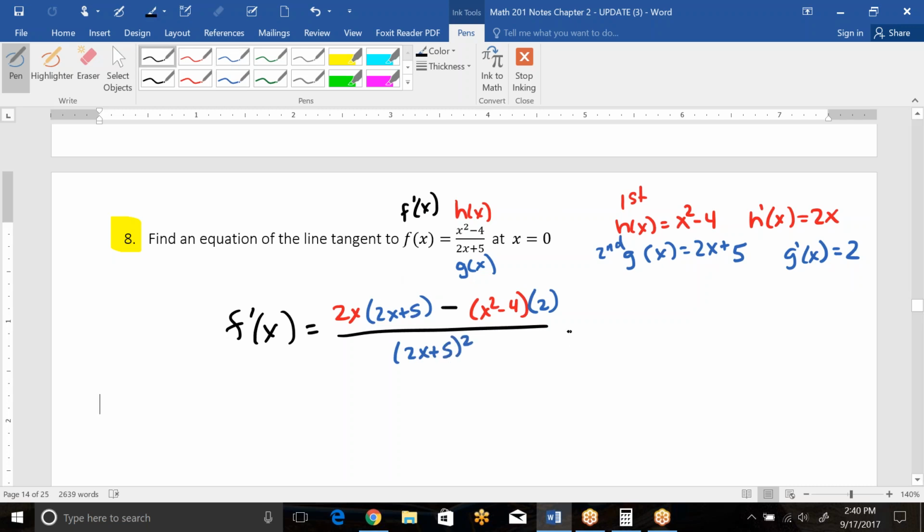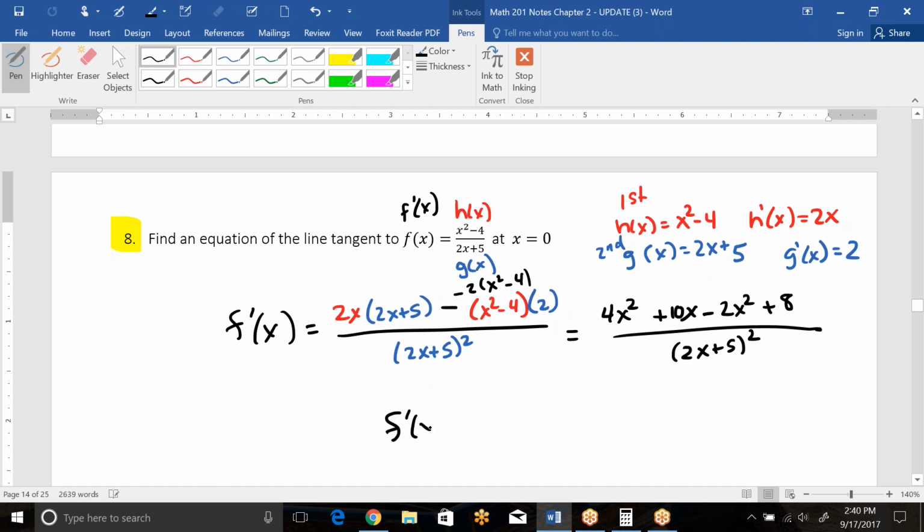Okay, so we distribute this. This is going to be 4x squared plus 10x. This will be a negative 2 times all of this if you want to rewrite it. So that's going to be negative 2x squared plus 8, all over (2x plus 5) squared. Combining like terms, we get 2x squared plus 10x plus 8, all over (2x plus 5) squared.